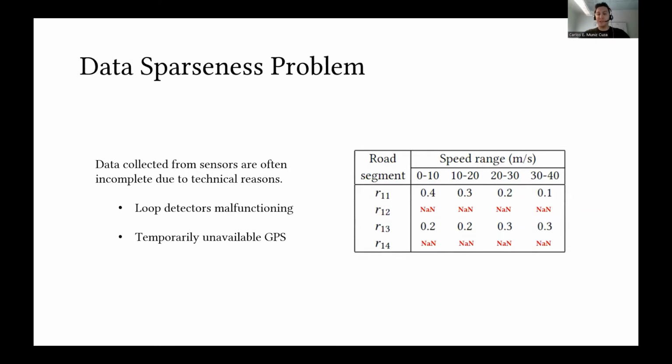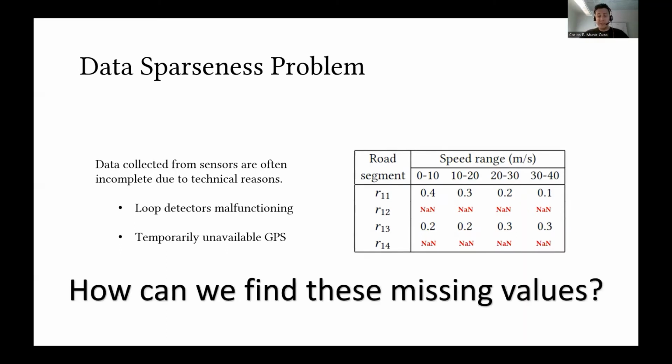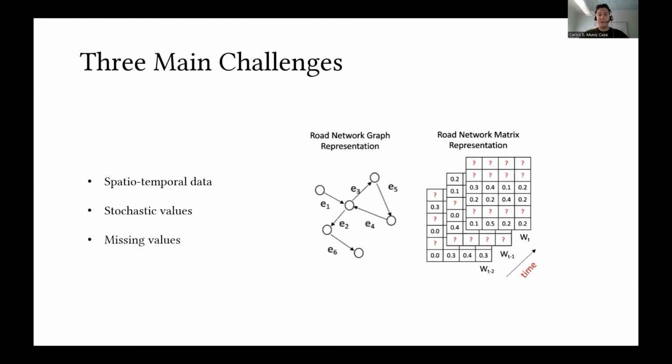To construct traffic speed distributions for road segments, we can use vehicle tracking data obtained from GPS and loop detectors. However, data collected from these sensors are often incomplete due to technical reasons, such as loop detectors malfunctioning or temporarily unavailable GPS data. This sparseness problem prevents the construction of time-dependent stochastic speeds for each road segment. How can we find these missing values then? Well, the present paper aims to alleviate this problem.